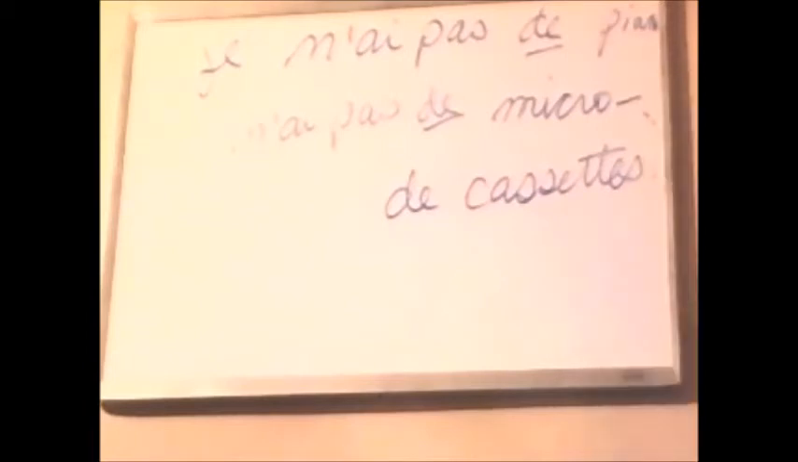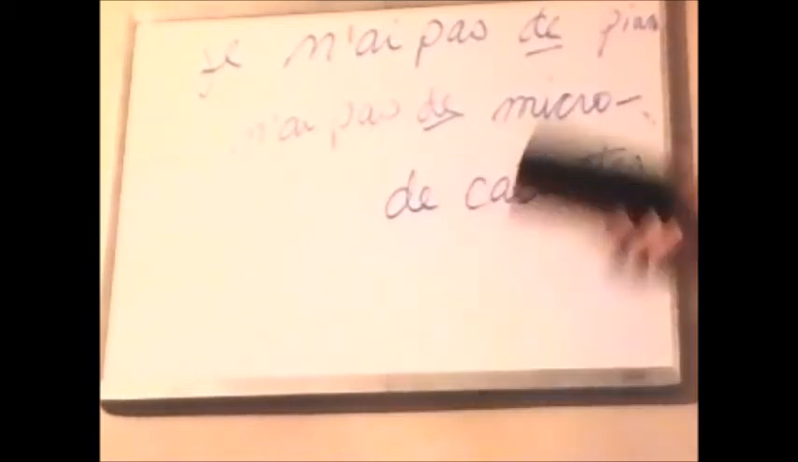Alrighty, so that's using de after the negation, ne pas. That would work with any negation, but you just use ne pas more commonly. So, alright, what happens when we have a verb in the passé composé? Where does that ne pas go? You know, we have to have that ne pas sandwich.